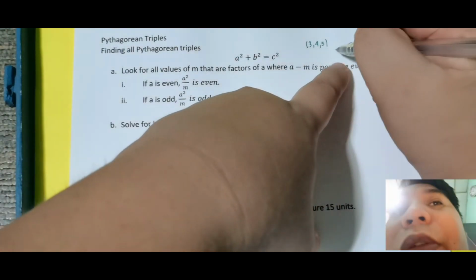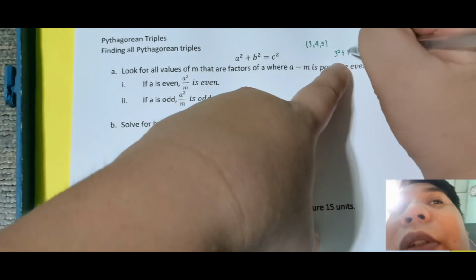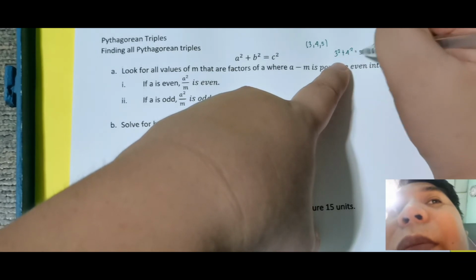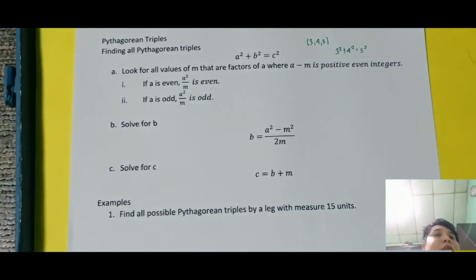Kasi 3 squared plus 4 squared is equal to 5 squared. Tama, kasi 3 squared is 9, 4 squared is 16, that is 25. 5 squared is 25, so 25 is equal to 25. Ganun si Pythagorean triples. Ngayon, ito yung ginagawa natin: hanapin natin yung mga possible Pythagorean triples given yung isang bagay, given na hypotenuse, given yung isang side. Gagamitin natin yan. Okay, so letter A, ito yung mga step. Letter A, look for all values of M.